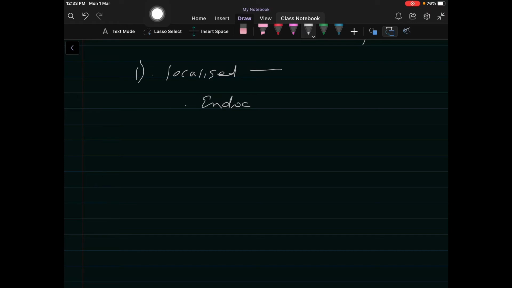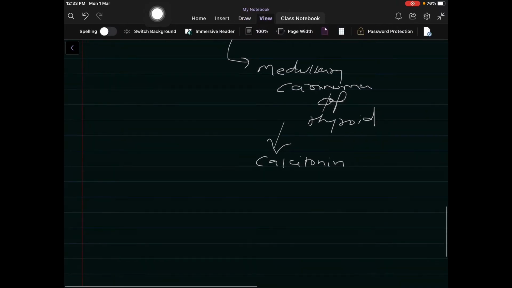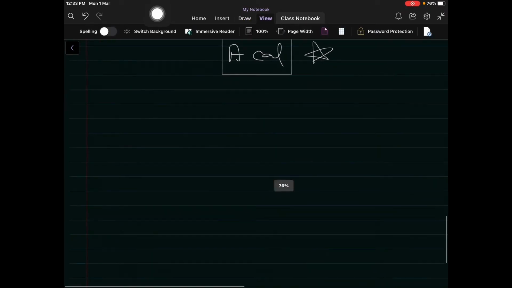Under the localized, it involves the endocrine system. The associated disease with the endocrine is medullary carcinoma of thyroid. And the precursor molecule of it is calcitonin. Hence the major fibril protein will be ACal. This is the most important point to be remembered.